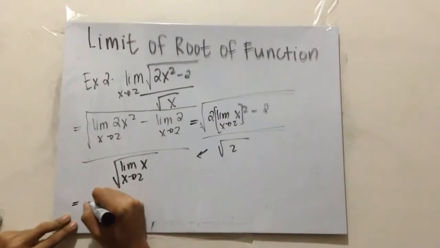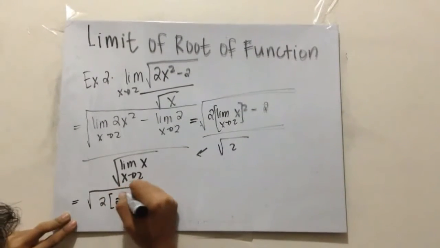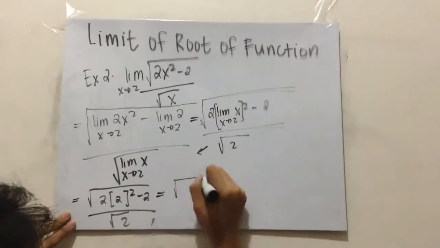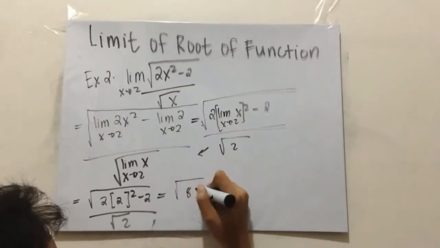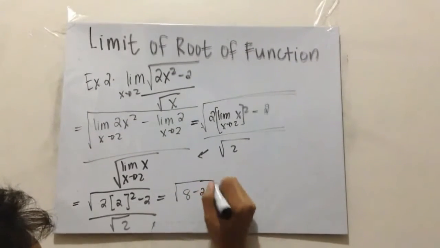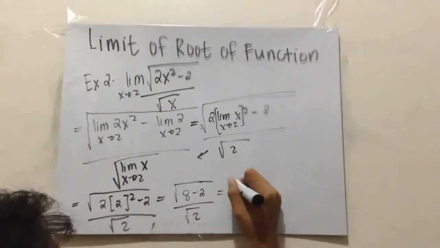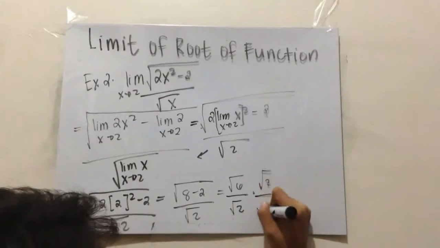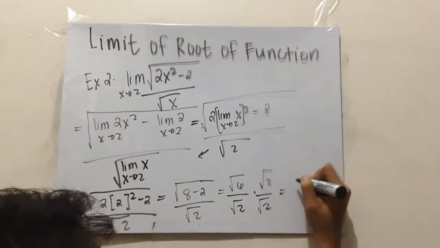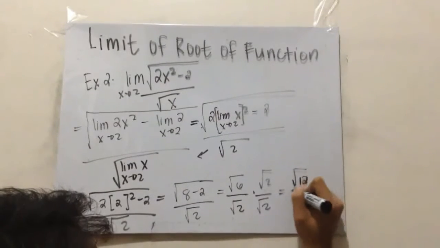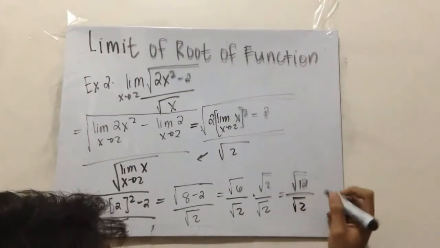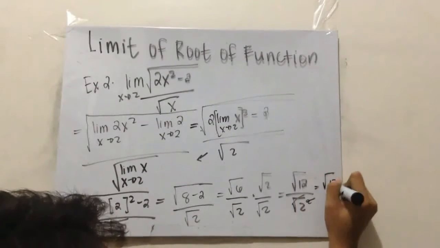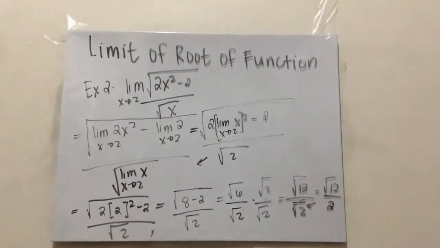Third step. We'll combine these terms: 2 times 2 squared minus 2 over the square root of 2. The answer should be like this: the square root of 8 minus 2 over the square root of 2 is equal to the square root of 6 over 2. We will multiply them to the denominator of the first term, the square root of 2, to cancel them out. So the square root of 6 times the square root of 2 is equal to the square root of 12 over the square root of 2. So we will square that, so we will cancel the radical sign, and so the answer is the square root of 12 over 2.